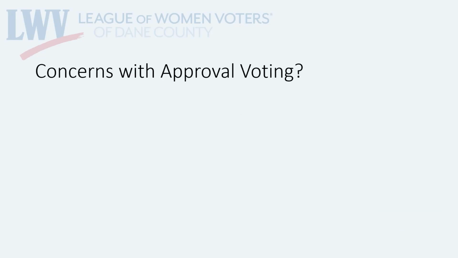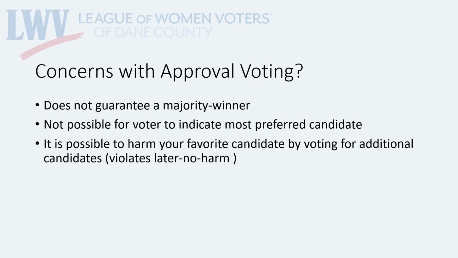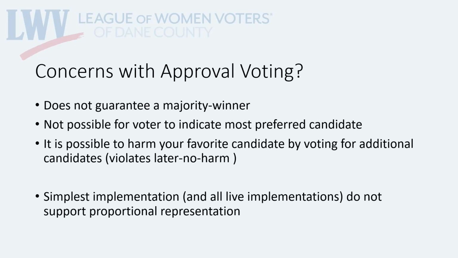What are some concerns brought up about approval voting? Approval voting does not guarantee a majority-supported winner. It is likely, but not guaranteed. Approval voting does not allow voters to indicate preference between candidates other than approve, don't approve. Voters can't indicate which is their most preferred candidate. Approval voting violates the later-no-harm principle. Adding an additional candidate to one's ballot could harm the voter's previously selected candidates. The simplest implementation of approval voting does not support proportional representation.